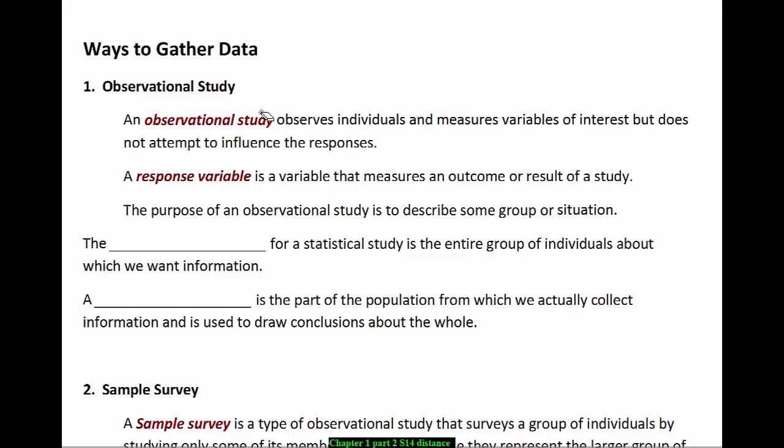An observational study observes individuals and measures variables of interest, but does not attempt to influence the responses. So an observational study is one where we don't apply treatments. We merely observe behaviors that are already happening. An observational study then can show associations, which does not imply causality.